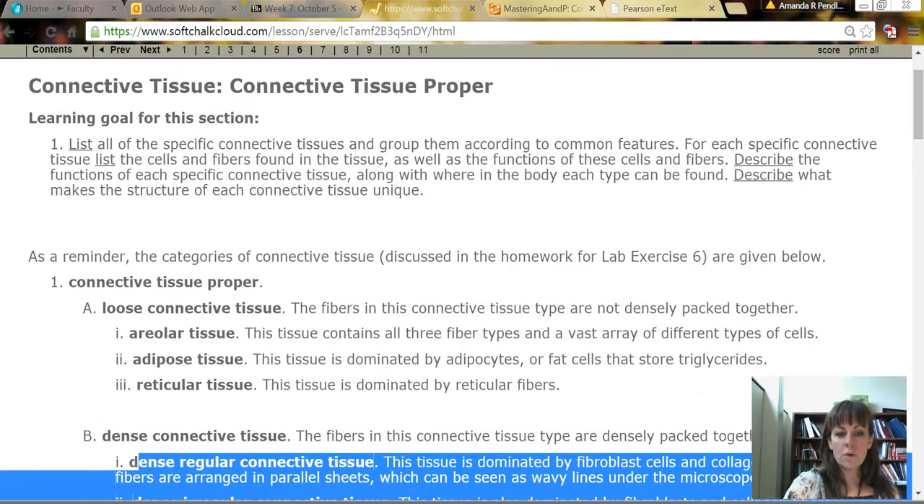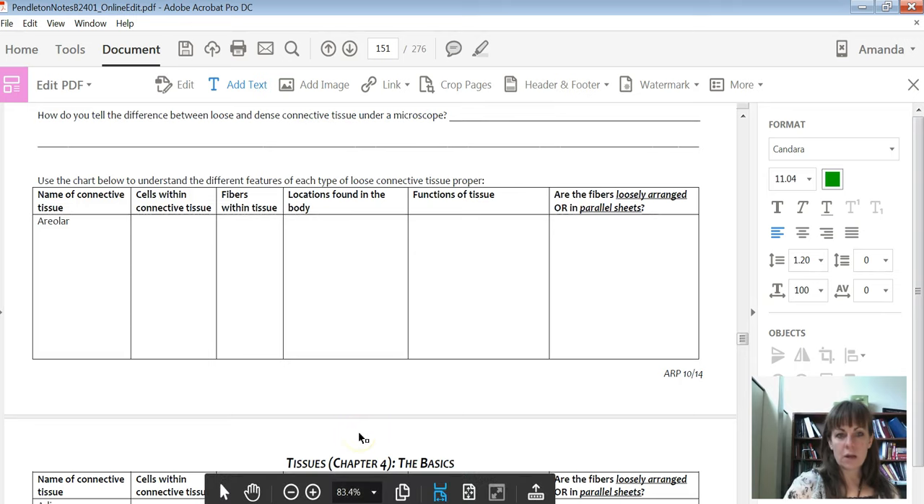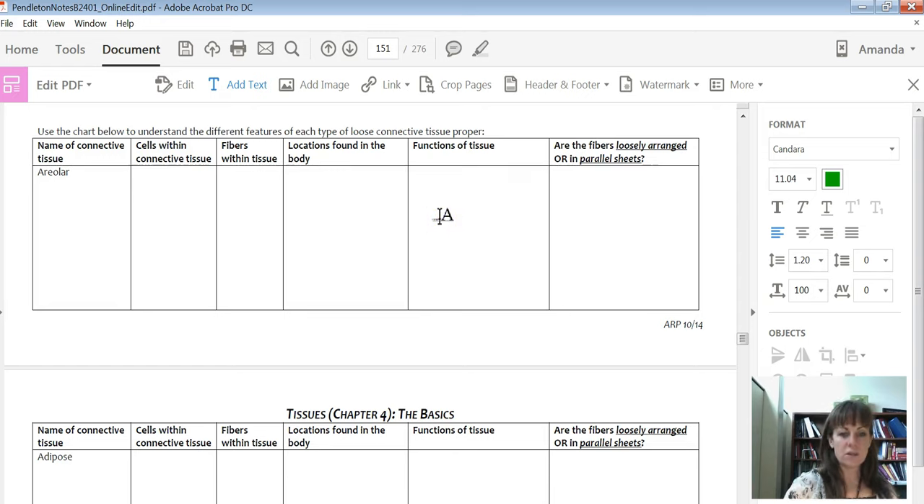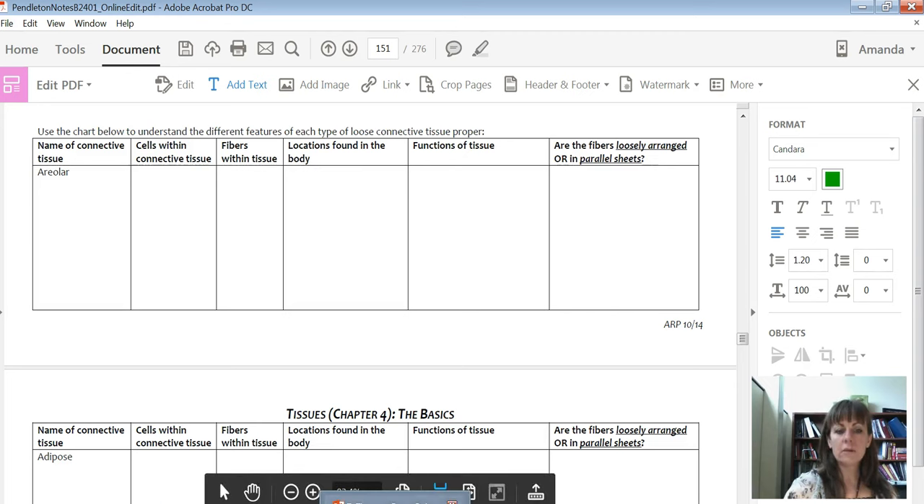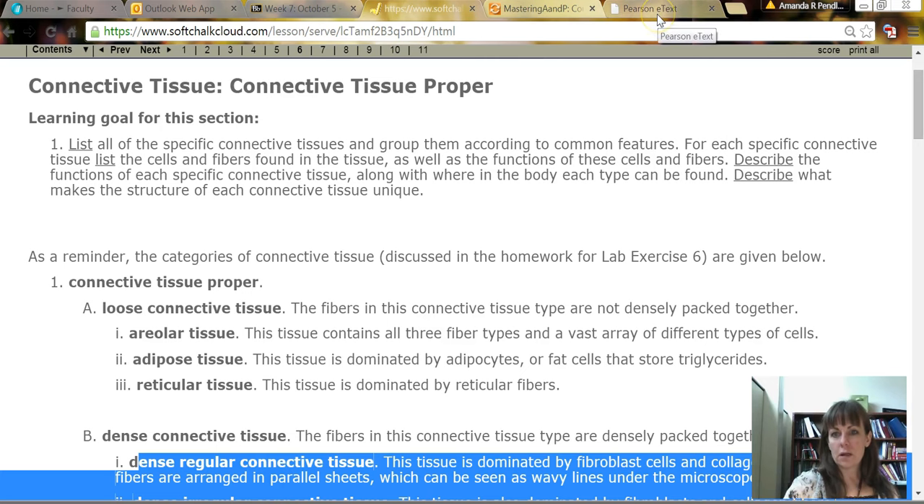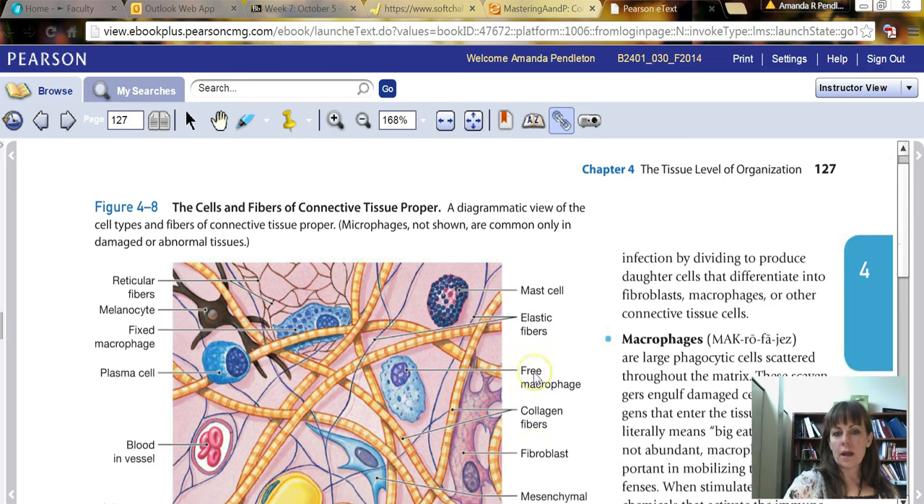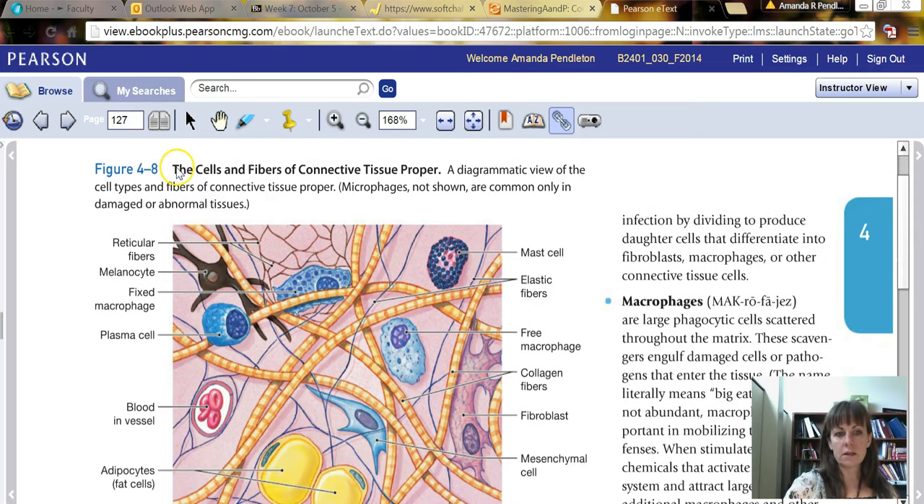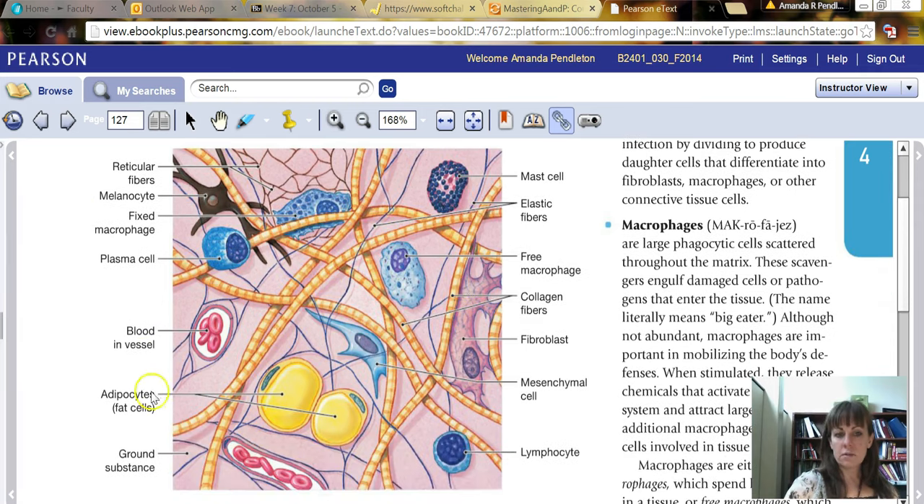Okay. So what you may notice on your notes packets is that you have these charts, and these charts are there to help you really understand what the differences are in each of these types of tissues. Now, if you look back into the book, you're going to notice that there's lots of different figures here to help you. So there's this type of figure, and notice the title. It says the cells and fibers of connective tissue proper. So here is where all of the cells and fibers that you could ever find in connective tissue proper are.